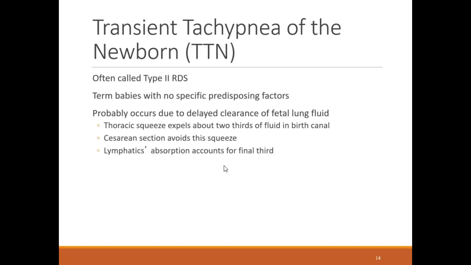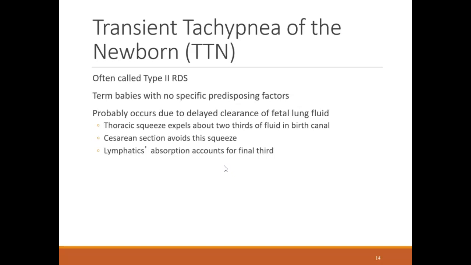It's probably the most common respiratory disorder in newborns. It usually happens to more of the term patients. So when you're looking at your epidemiology, whereas RDS is in your preterm babies, your TTN is in your term babies. Babies don't necessarily have to have any predisposing factors.